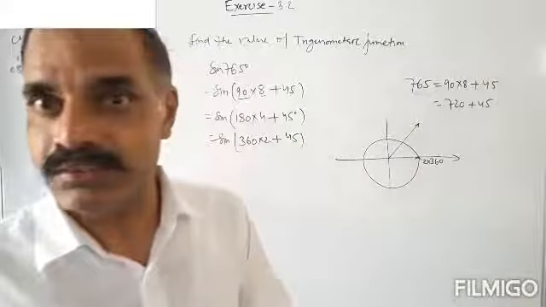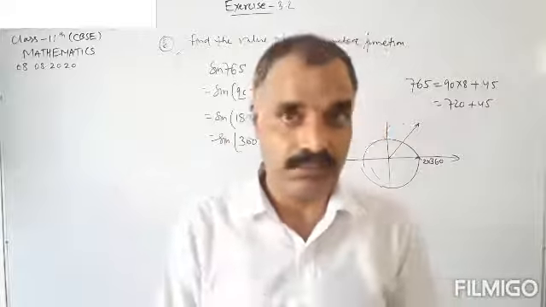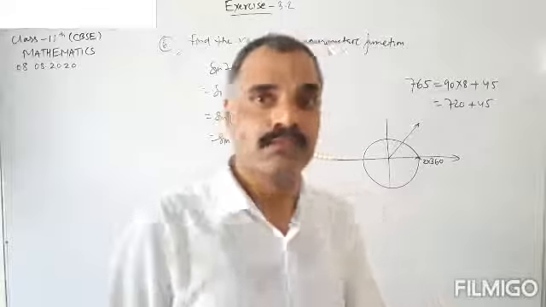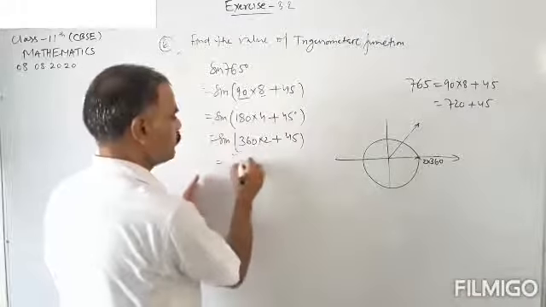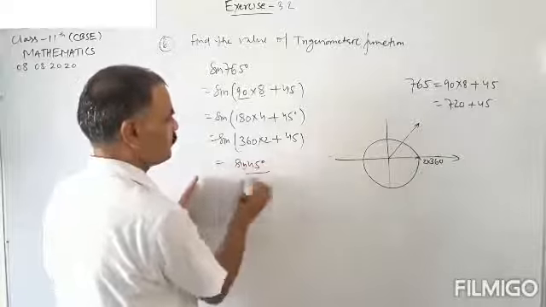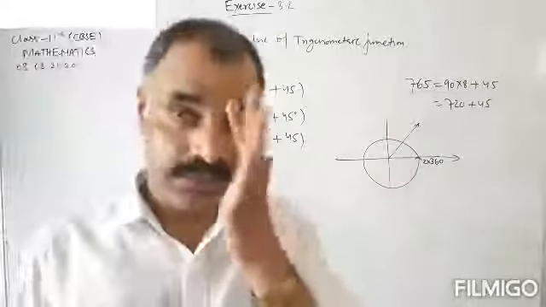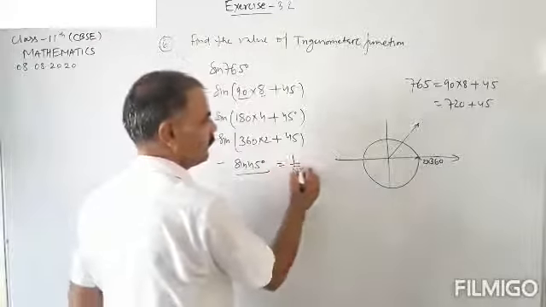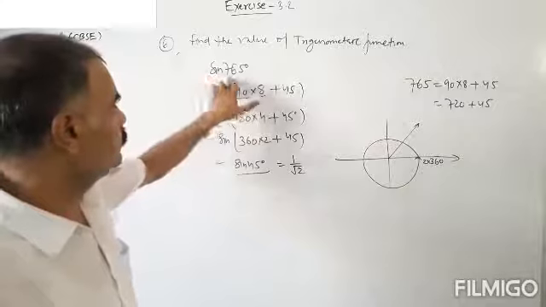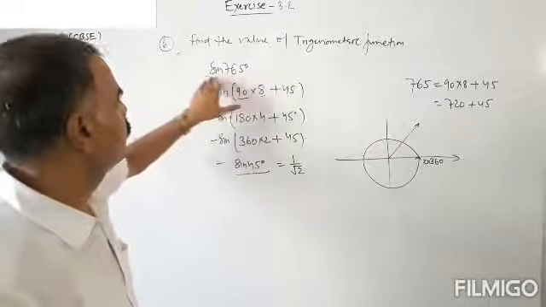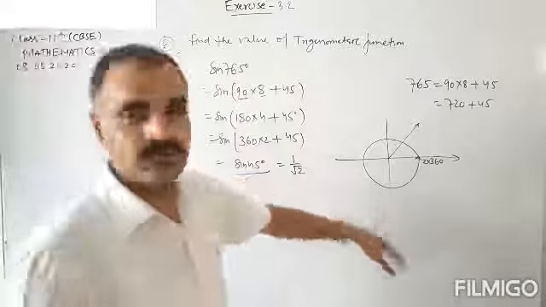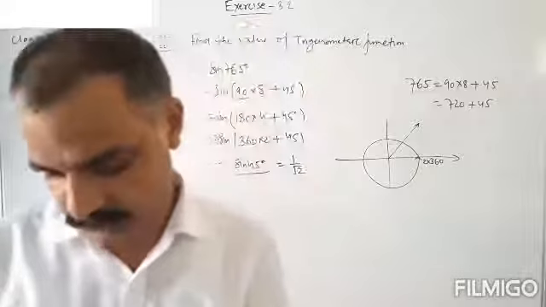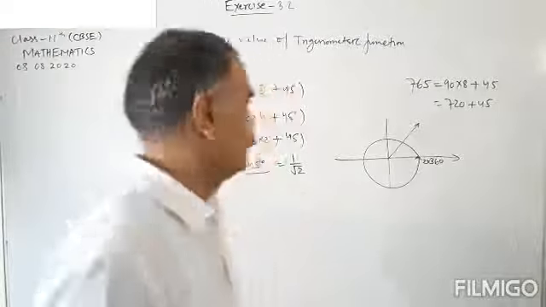Okay, it is clear to you that this angle will lie in first quadrant, and in first quadrant all the angles are positive. Okay, so this is equal to sin 45 degree, and the value of sin 45 degree is 1 by under root 2. So the value of sin 765 degree is equal to 1 by under root 2. Okay. Now we will take the next question to make this concept clearer.